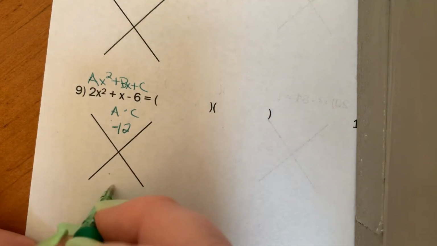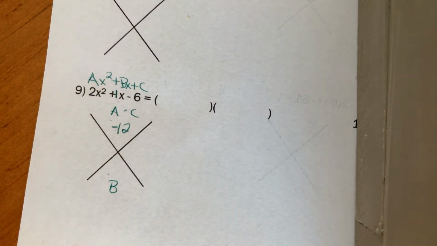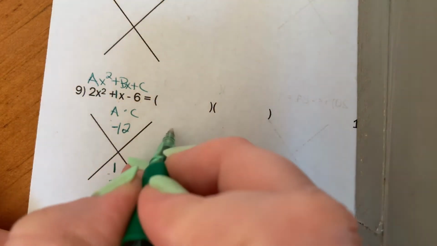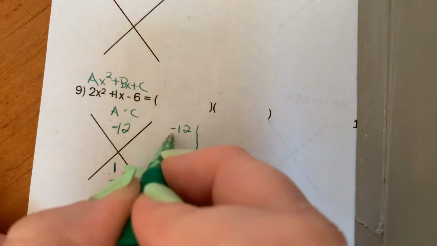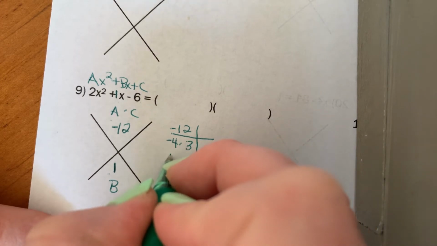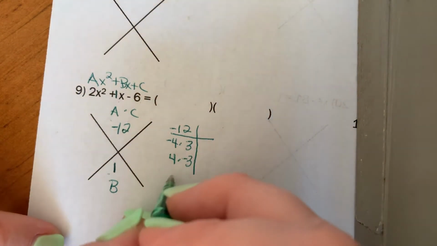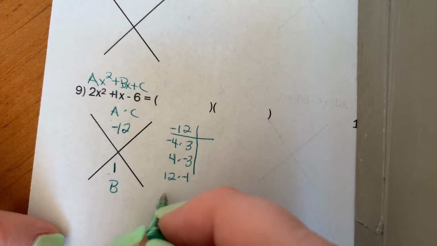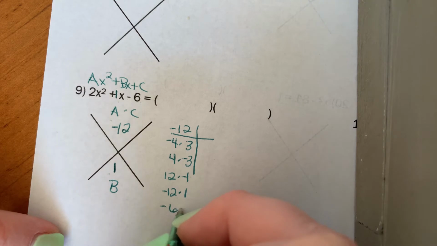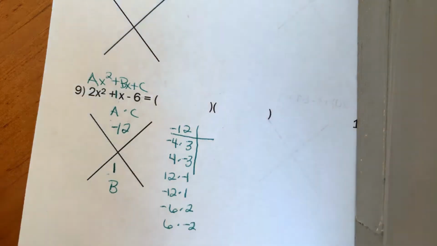And then on the bottom goes my b term. So in this case, the b is the number in front of the x. So since there isn't a number in front of the x, we pretend that it's 1. So now we need the factors of negative 12 that add to give you 1. So I know that I can do negative 4 times 3, or I could do positive 4 times negative 3 because that 12 is a negative. I could also do positive 12 and negative 1, or negative 12 and positive 1. Can also do negative 6 and positive 2, or positive 6 and negative 2.